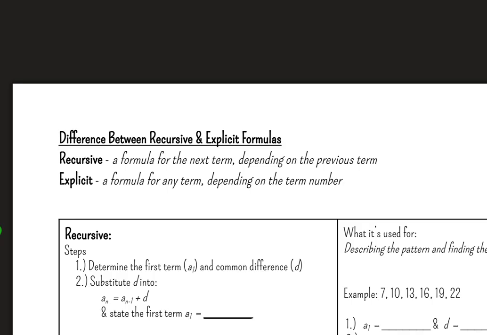So pause here for a moment and read these with me. A recursive formula is a formula for the next term depending on the previous term. And then an explicit formula is a formula for any term depending on the term number. And you're going to see that example. You're going to see what we're talking about down here.